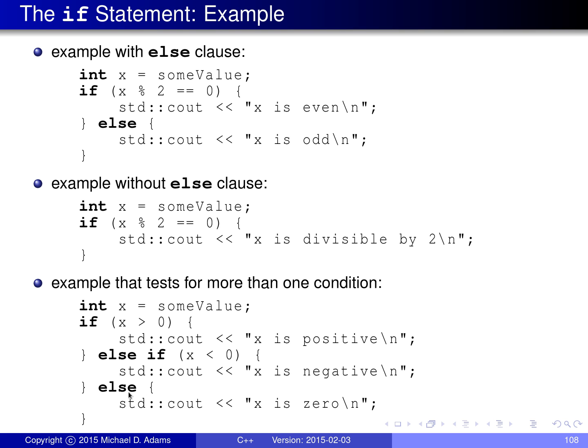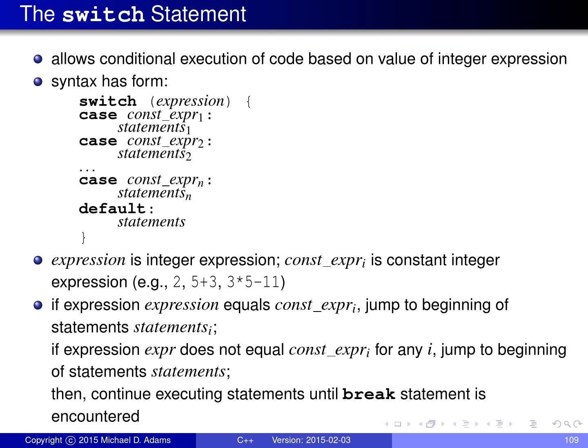And then otherwise, if neither of those conditions is true, we print x is 0, because this is the only case that remains. The next control flow construct we're going to look at is the switch statement. The switch statement allows conditional execution of code based on the value of an integer expression. So the syntax of the switch statement is as shown here.